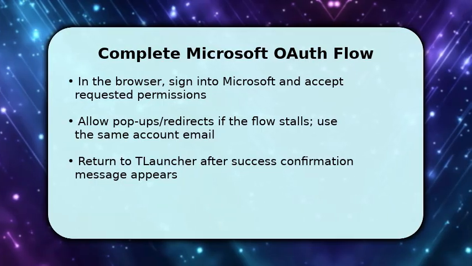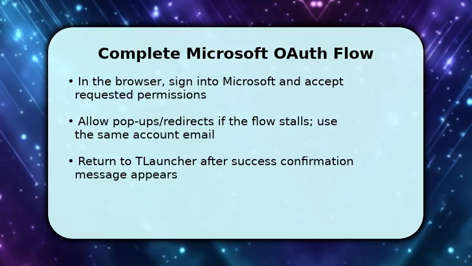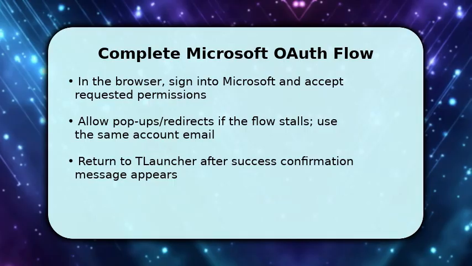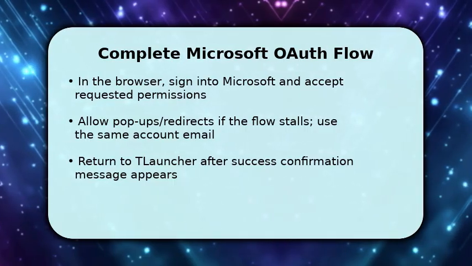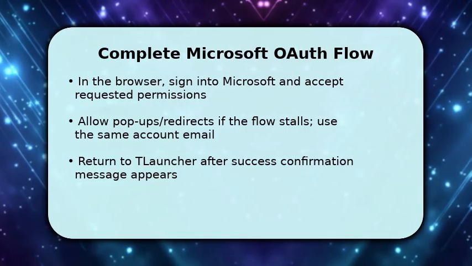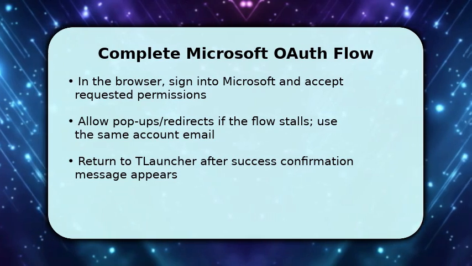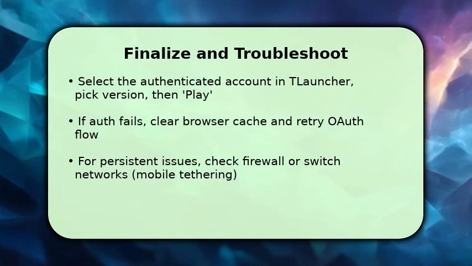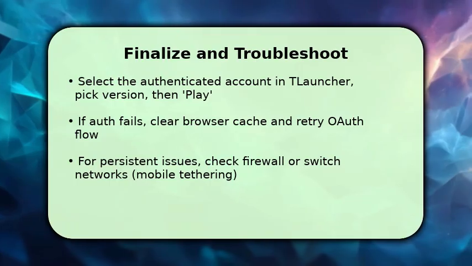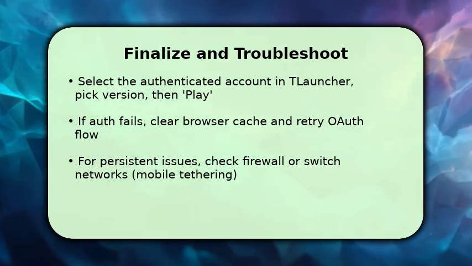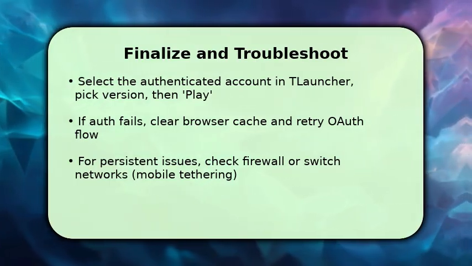Once you see the success confirmation, go back to Tlauncher, which will automatically receive the token and update your session. This is the critical middle step that finalizes access. To finish, choose the authenticated account in Tlauncher, set the Minecraft version, and click play. The launcher uses the OAuth token to start the game.